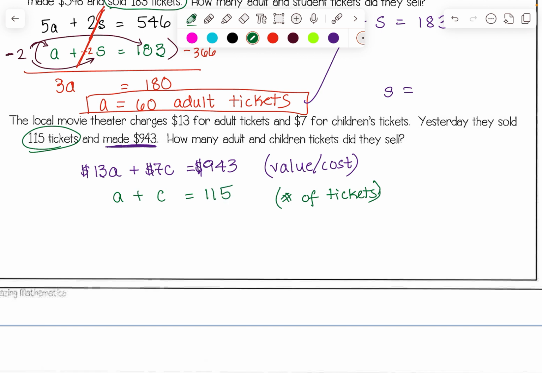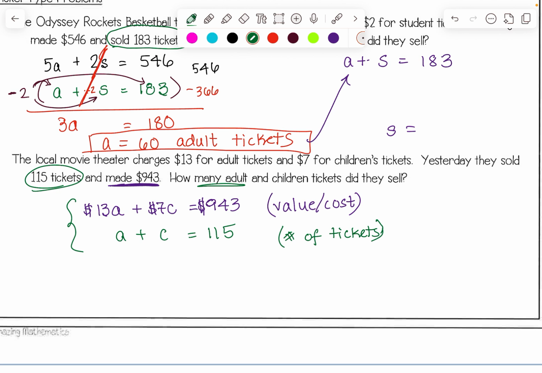Now that I've set this up for you, you're going to solve for the total number of adult and total number of children. Make sure you're answering the questions.